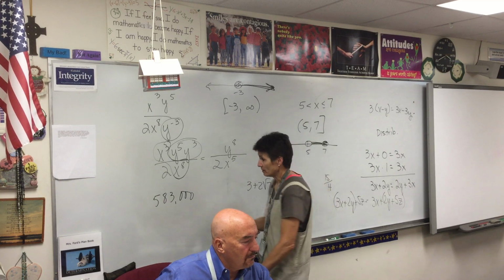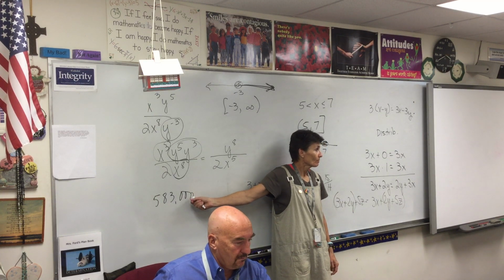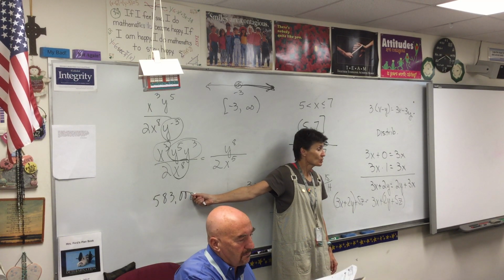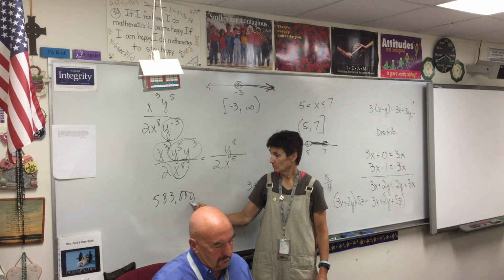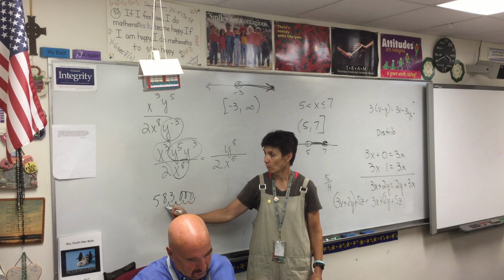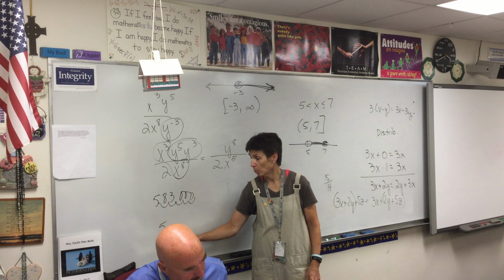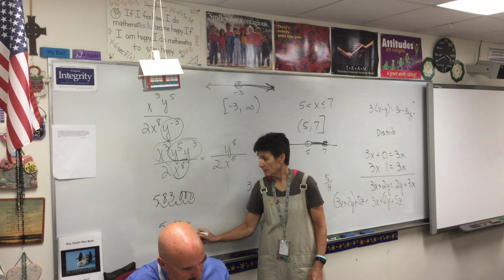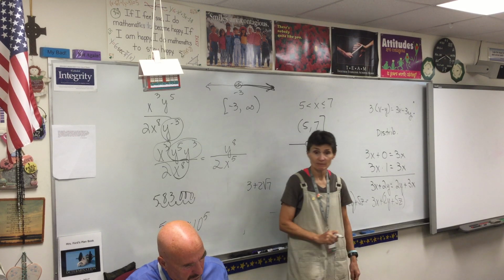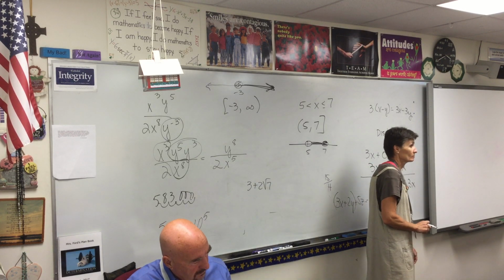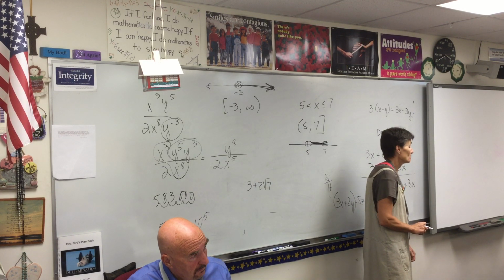All right, over here, scientific notation. Write that number in scientific notation. 1, 2, 3, 4, 5. So 5.83 times 10 to the 5th. Right?